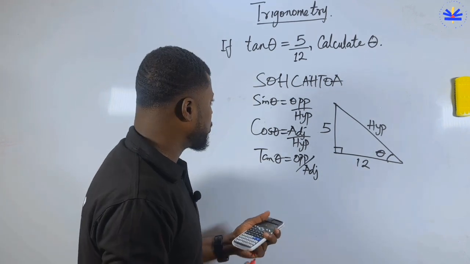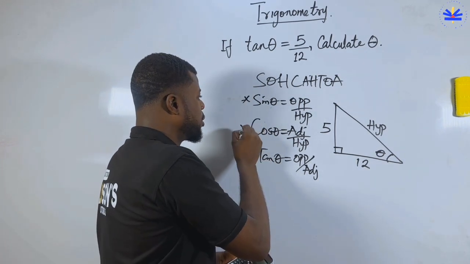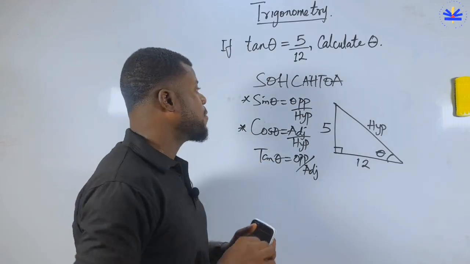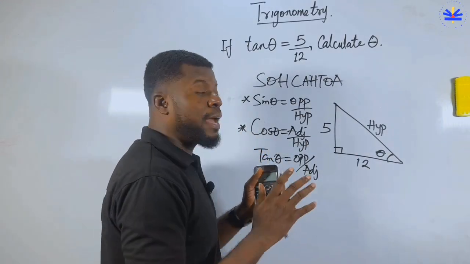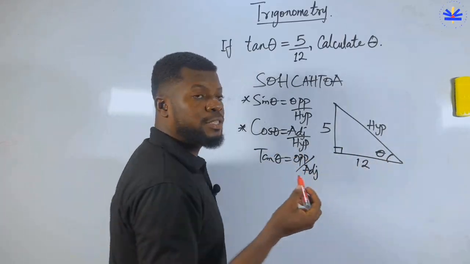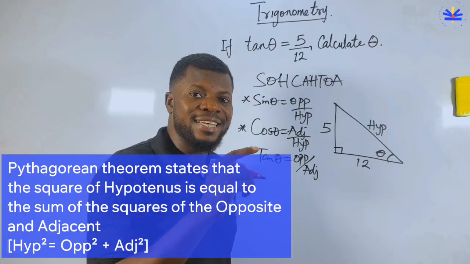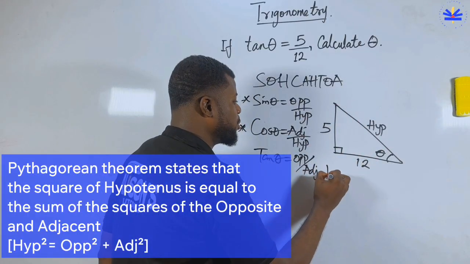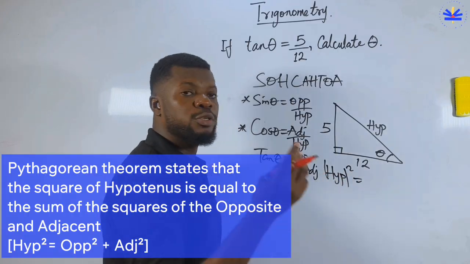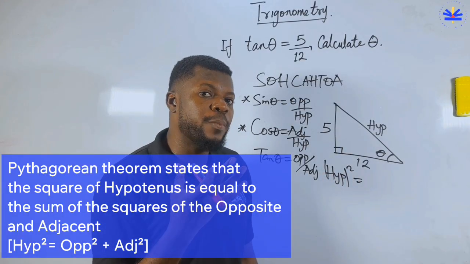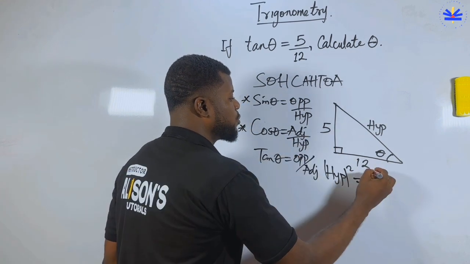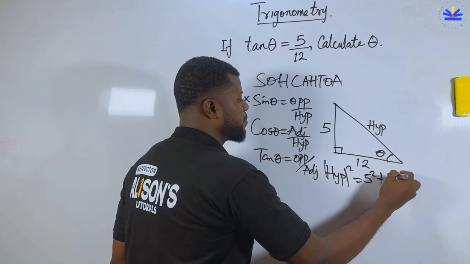I know that we are not talking about sine or cos. But for lecturing sake, for tuition sake, for understanding sake, because I'm very much concerned about understanding, I want to teach you how to get that. Use the Pythagorean theorem. The Pythagorean theorem states that the square of the hypotenuse, that's hypotenuse squared, is equal to the sum of the squares of the opposite and the adjacent. And that will be the sum of the squares, 5 squared plus 12 squared.